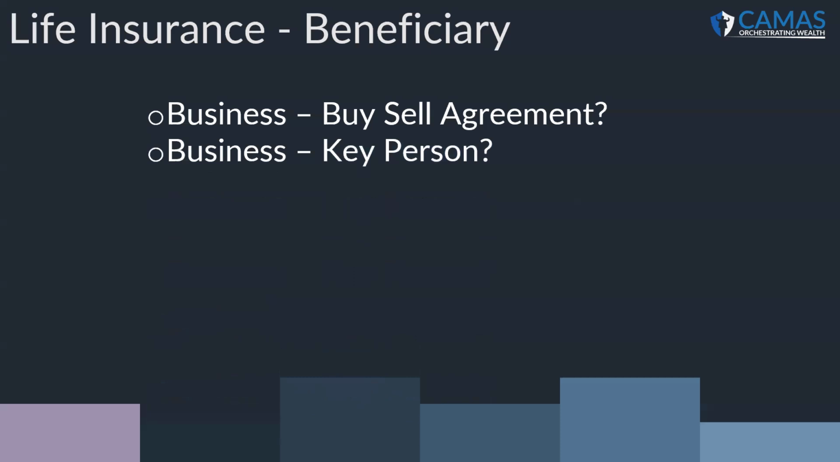If it's a key person, there again, we said the owner's the business. The beneficiary is going to be the business as well, because we want the money flowing into the business so the business has the liquidity to go replace that individual that's been lost.